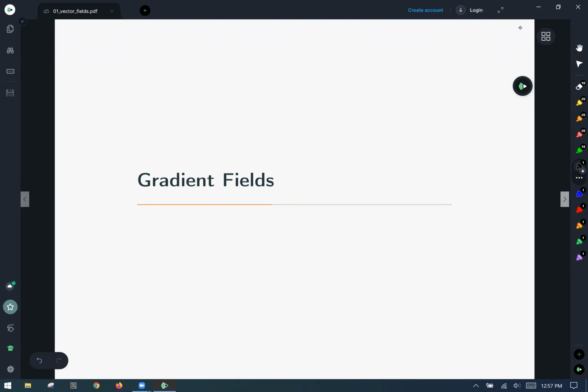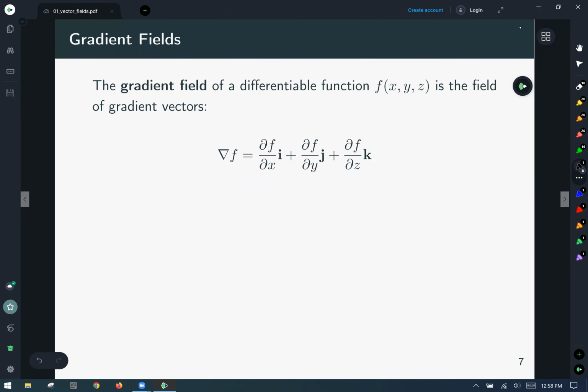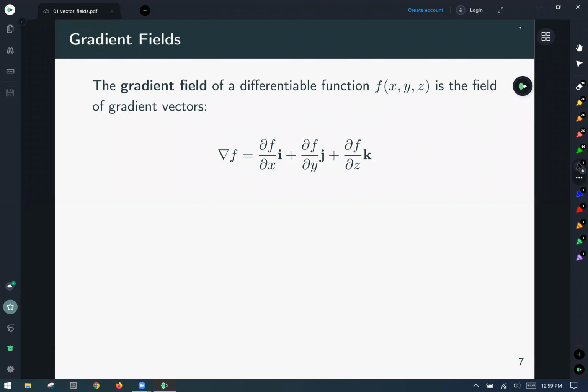So our next topic is gradient fields. Recall that we've seen the gradient before. The gradient of a differentiable scalar function f is the field of gradient vectors. Another typo made me hiccup a little bit. That's definitely not supposed to be added together. These are a vector. We know the gradient outputs a vector. So those are not addition signs, but rather commas.